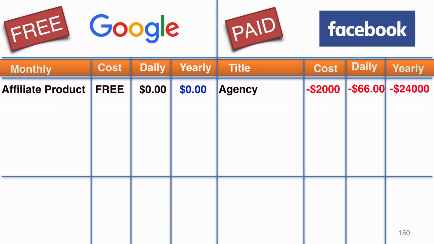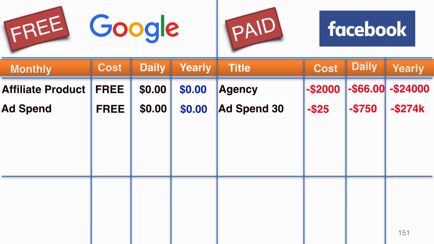Okay, so we've got this affiliate product. So our first cost with Facebook is our agency cost, right? Now, if you haven't got an agency, you're going to need to learn Facebook ads. So you can say $1,000 for a Facebook course. That's what it's going to cost you for a decent course. And then on top of that, you've got ad spend. Now, obviously, on the left-hand side, we don't spend any money on ads. We place them on the front page of Google for free.